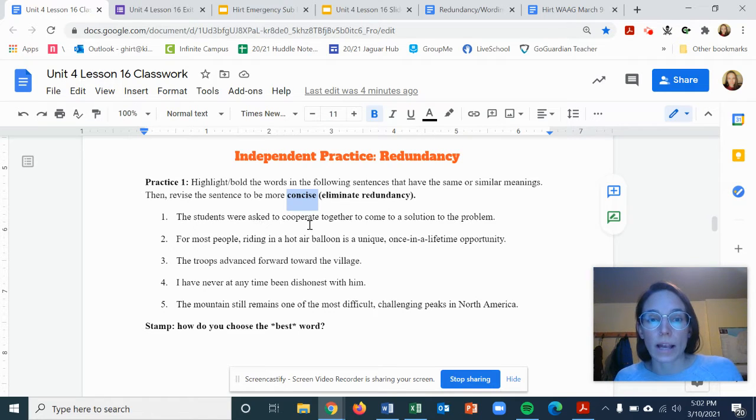So the students were asked to cooperate together to come to a solution to the problem. So what is redundant about this sentence? Enter that into the Nearpod. What's redundant here in this sentence?